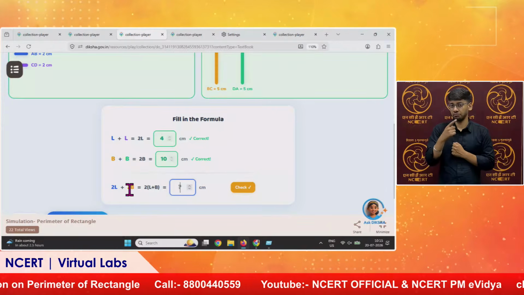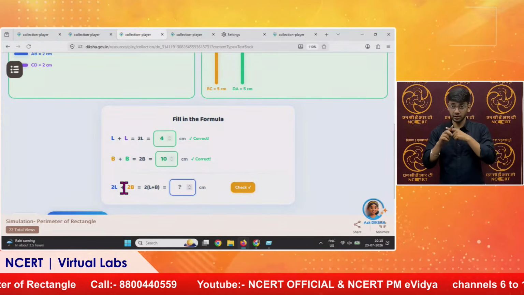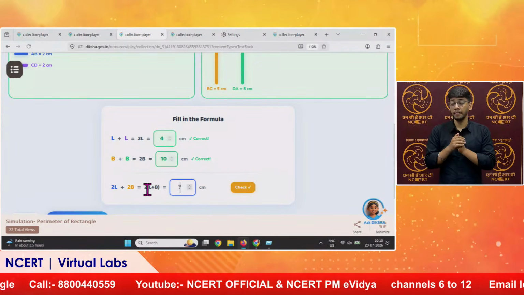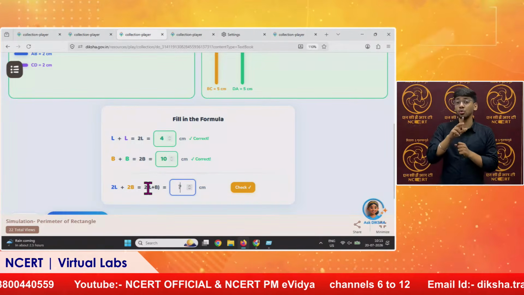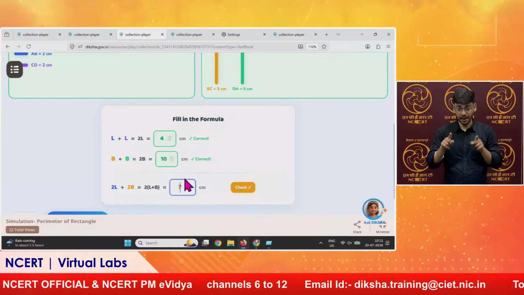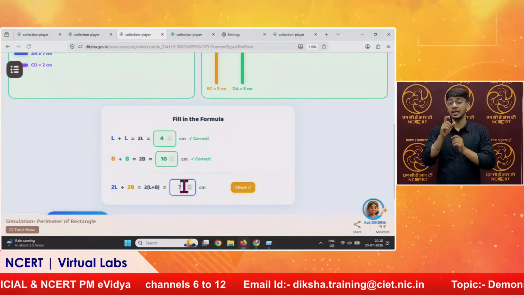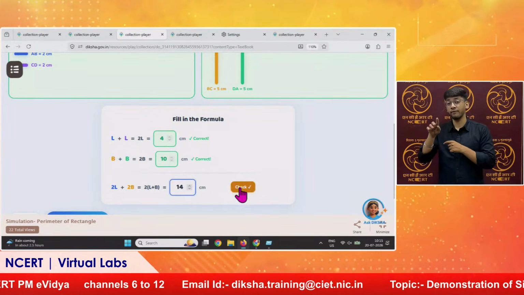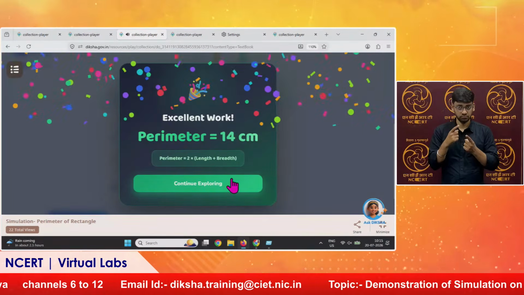Now what is 2L plus 2B? This is equal to taking 2 common, it will become 2 into L plus B. So we can write it as 2 bracket L plus B. Now what is this? This is 10 plus 4, which is 14. So we have to check this. This way the answer is correct.